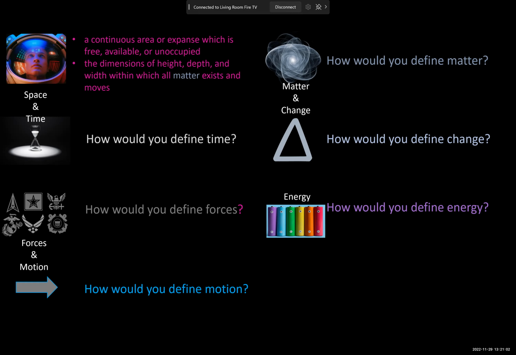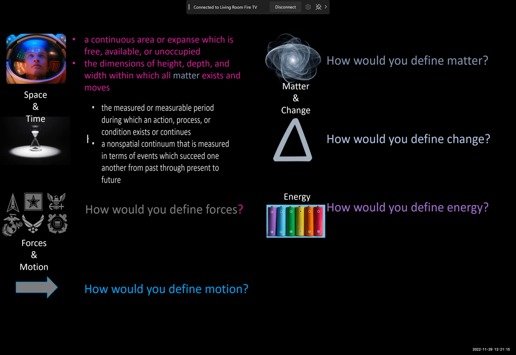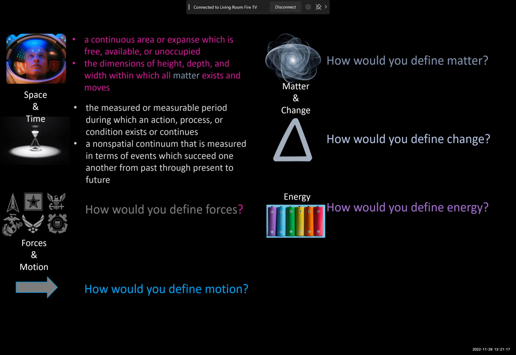Everything around us. So continuous area expanse, you can look this up, right? Available unoccupied dimensions. All righty, Chloe, how would you define time? This is a hard one. So you'd say it's a measured or measurable period during which an action, process, or condition exists or continues. Basically, it's a continuum between one action and the next action. That's a tricky one. Space-time.